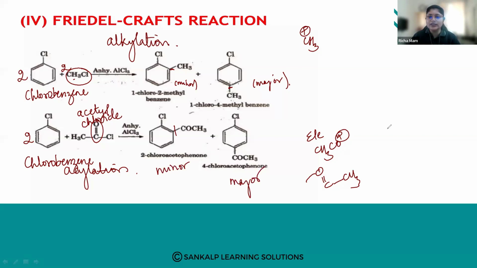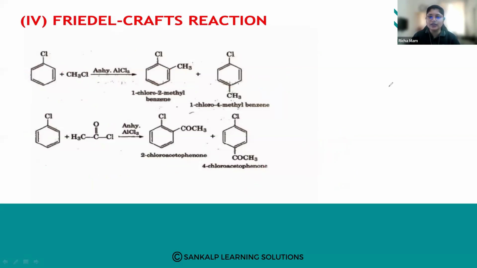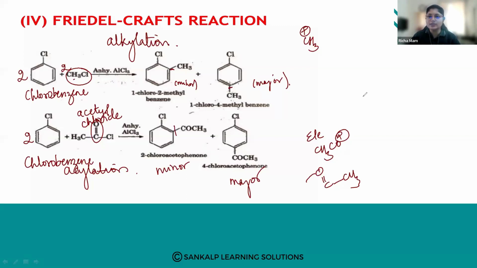So these are the electrophilic substitution reactions. Is it clear? Very important electrophilic substitution reactions. We have seen halogenation, nitration, sulfonation, and the Friedel-Crafts reactions, that is alkylation as well as acylation. Is it clear? Any doubts up to here? No, ma'am. Okay, I hope everyone is understanding.